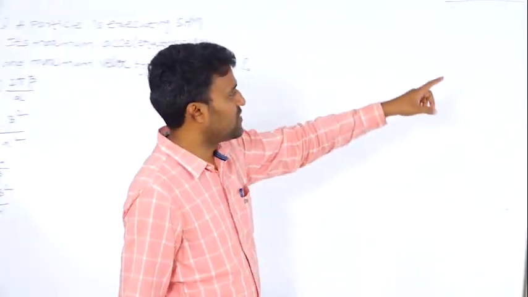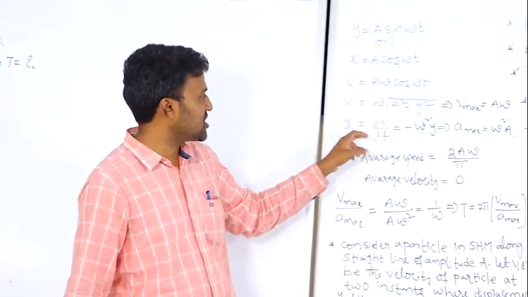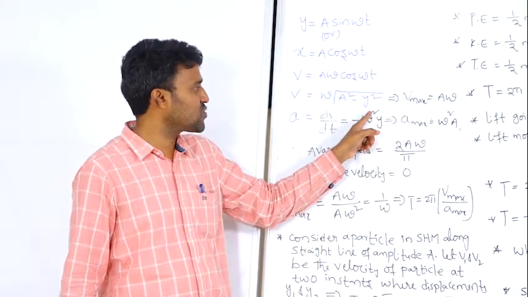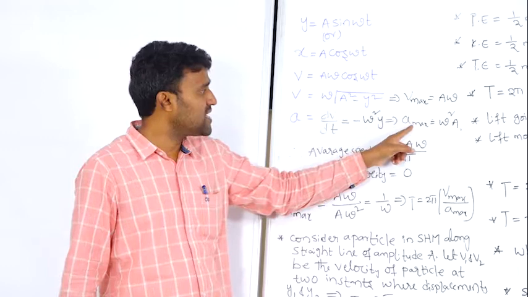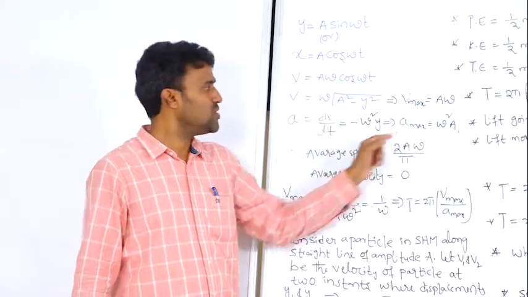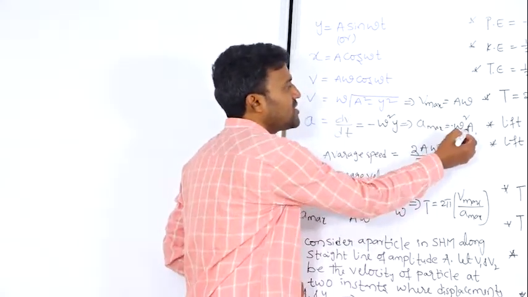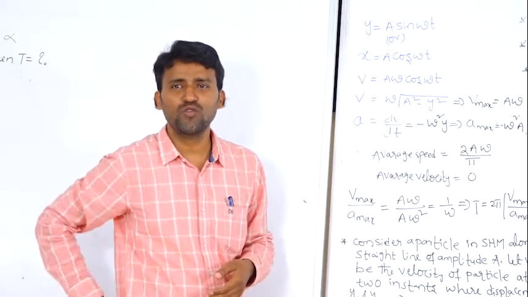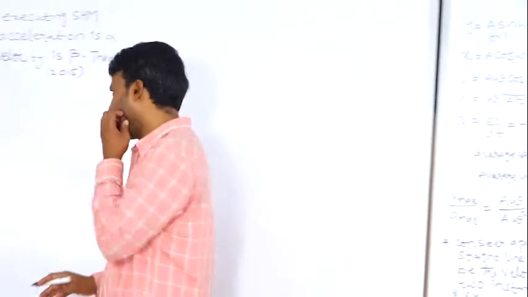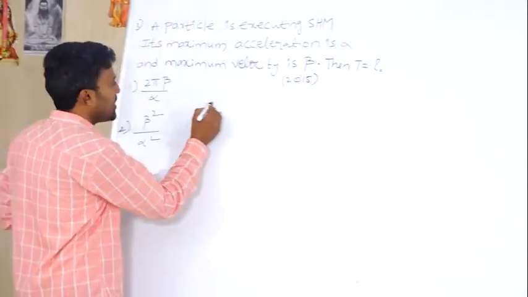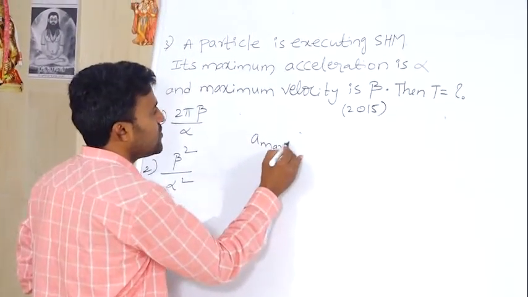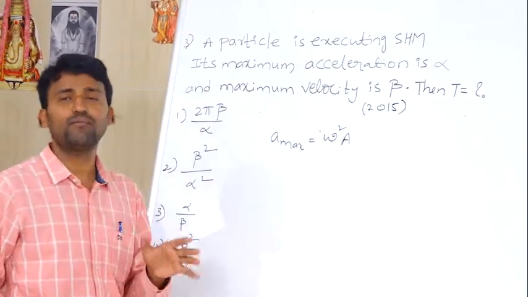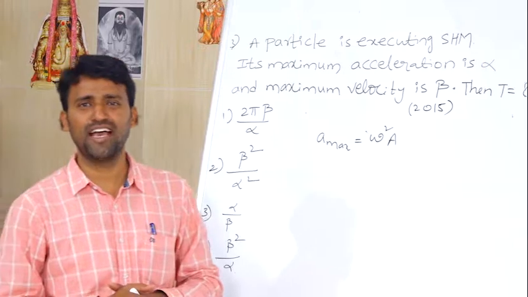Now coming to our formulas, maximum acceleration. See here, acceleration is equal to minus omega square y, but maximum acceleration is equal to minus omega square a. Magnitude if I write, a maximum is equal to omega square a. It is minus, but I am writing the magnitude of the acceleration.